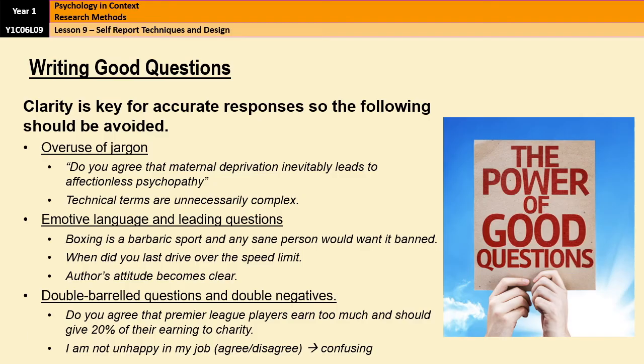Another one is, I'm not unhappy in my job. Agree, disagree. The phrasing of the question is confusing, and that will reduce the accuracy of your questions, okay, because it's a double negative. So if you ever get asked in an exam, what is wrong with this question? Okay, so it's come up in the past where they give an example of a question that was used in a self-report study, and you need to work out what was wrong with it and how you could improve it. Very often it will be something like this: too much jargon, too much emotive language, double-barrel questions, and so on and so on. So just keep an eye out for it so that you know what could come up.